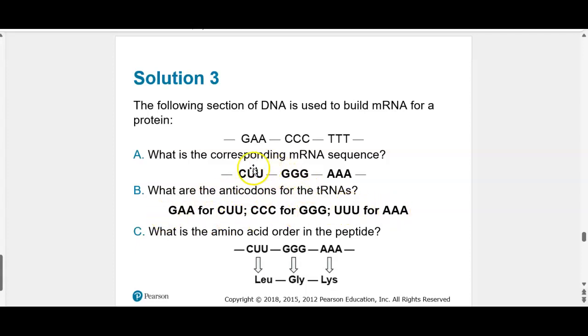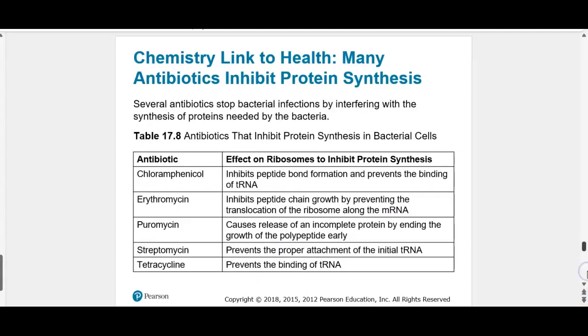We don't want to put these in a sequence like this because the transfer RNA is just the anticodon. That's it. So there are 3 anticodons that are not linked together. They are the codons. These triplets are linked in the DNA and the RNA. And if you look at the CUU, which are the codons, you're going to find leucine for the CUU. You're going to find glycine for the GGG and lysine for the AAA. So that's the amino acid order.